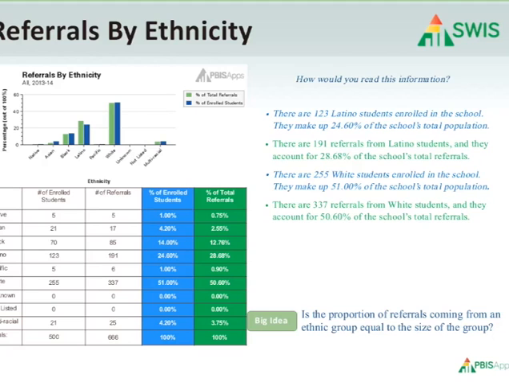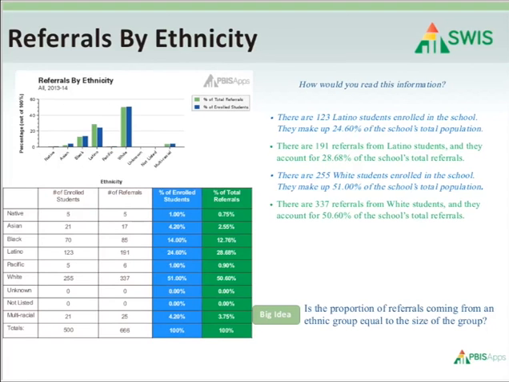So you can see across the bottom is the white, and this is what we're comparing it to. On the bottom row is where the white is when you take a look at the chart, and the Latino is the fourth one down. And look across, and you can see the percent enrolled and the percent of total referrals.